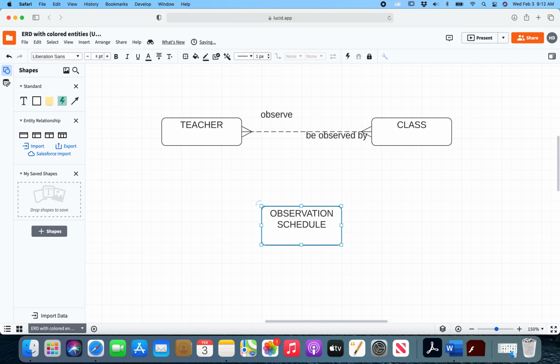Now we're supposed to think of some attributes that this intersection entity could have. A really easy one in this case would be maybe an optional attribute for remarks. So things that the teacher had to say about the class. Now, everything in this observation schedule is going to have something to do with both of these entities because it's just a chain link that links them together. And it helps us so that we don't have this many-to-many relationship anymore.